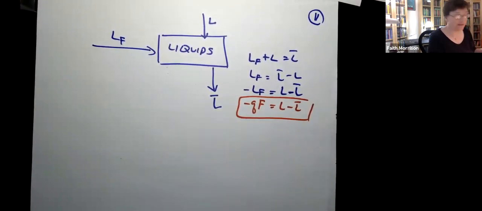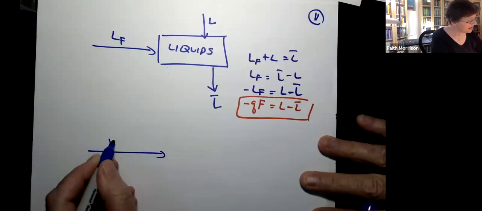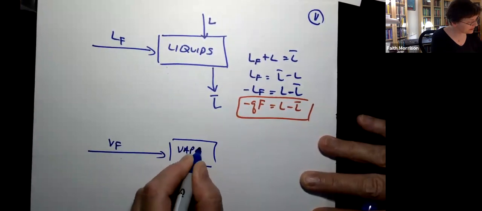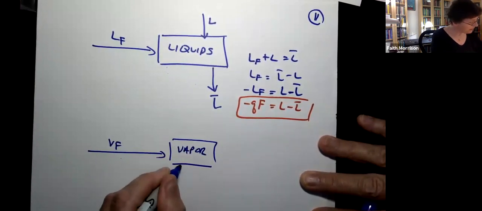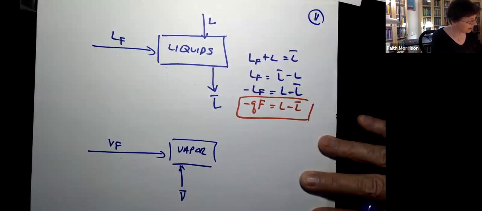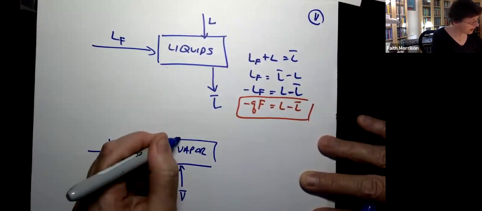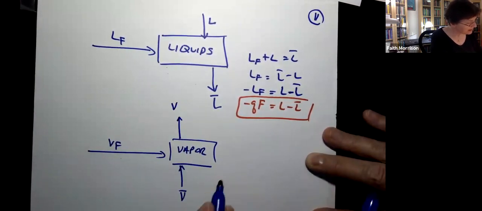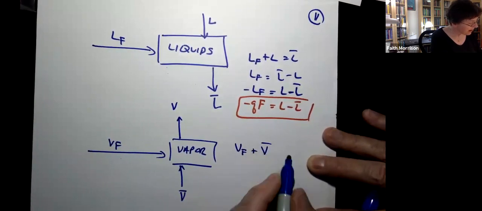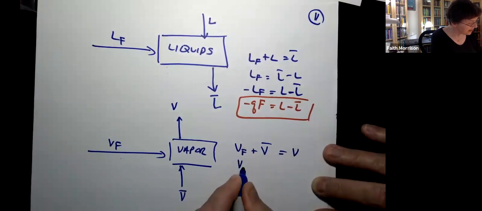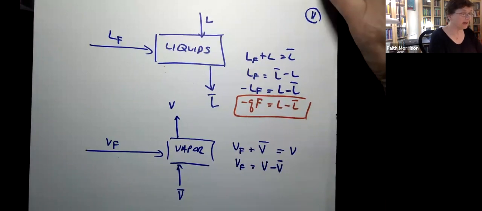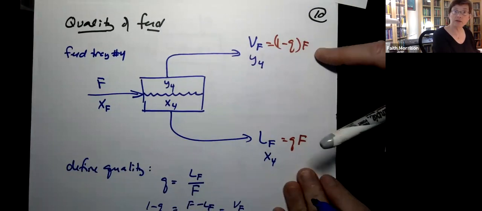We can do the same for the vapors. So the VF goes in, and we can add up all the vapor streams. And so coming from the bottom of the column is a vapor stream of that many moles per hour. And going out is the V. And we have the same kind of a balance. So in is VF, and in is V bar, and out is V. And so VF is equal to V minus V bar. And going back again here, VF is 1 minus Q times F.